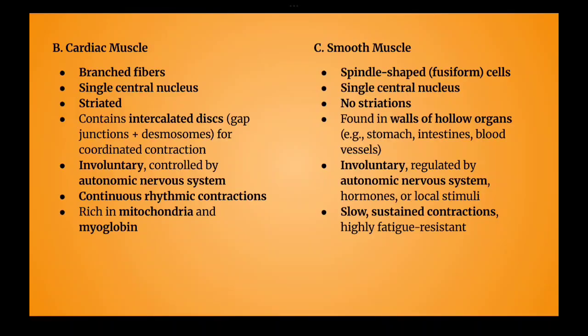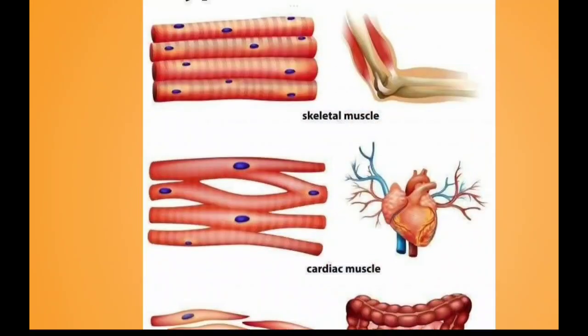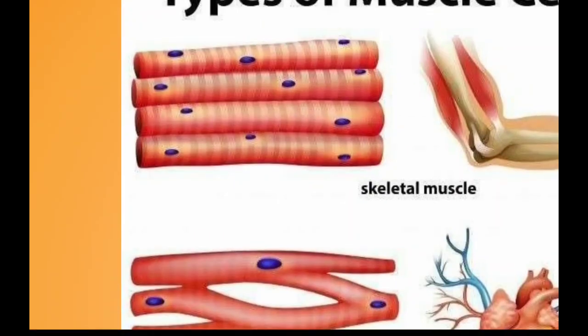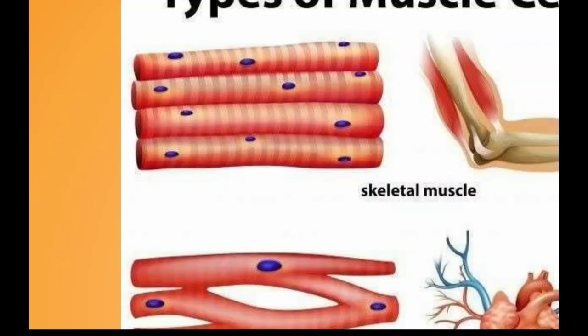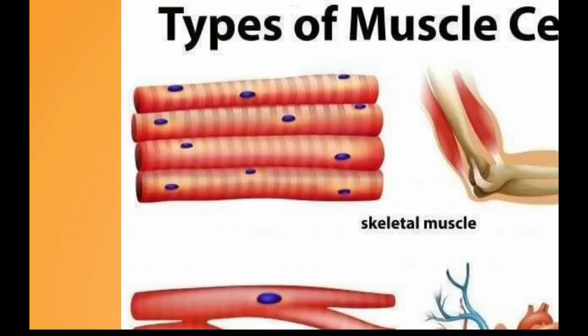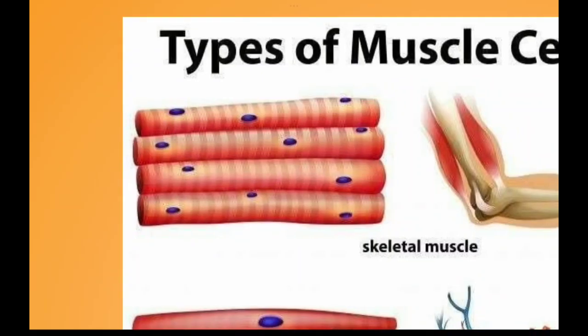Now coming to the difference. Firstly, skeletal muscles are striated. There are multiple nuclei. You can see there are so many nuclei present. The blue color structures over here are the nuclei, and they are peripherally placed at the ends. So that is a major difference.